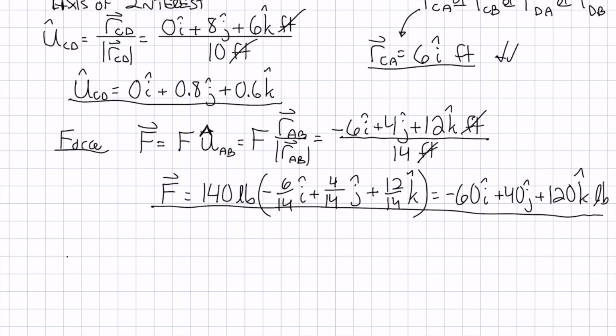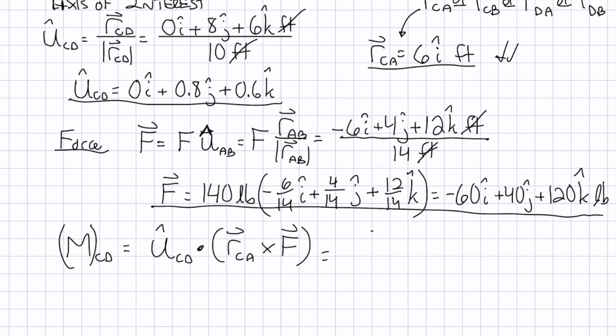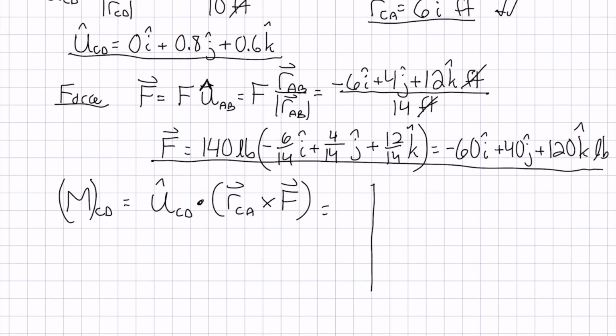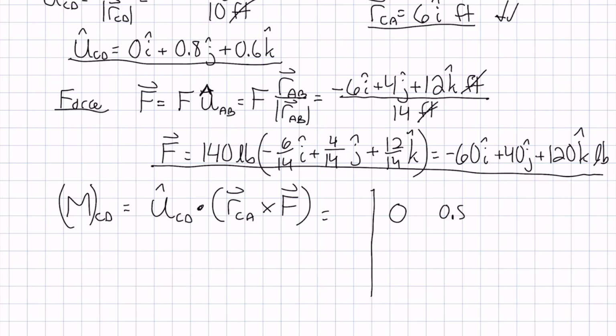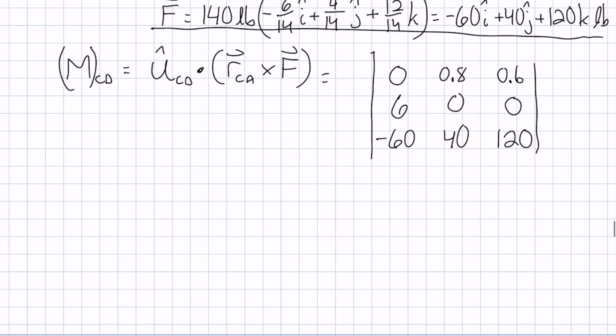So if we now do our scalar product around axis CD, we're going to use this. And we can set up a matrix where the first row is that unit vector representing the axis of interest. So that's 0, 0.8, 0.6. The next line is RCA, which we're going to use as 6 i hat, 0 j, 0 k. And then the force: -60, 40, 120. And now I can evaluate it.